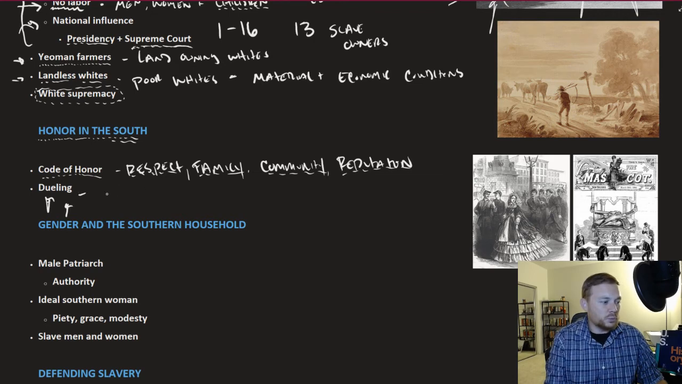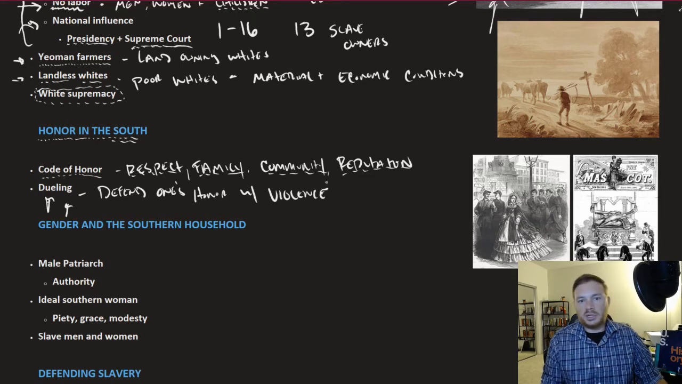Dueling was a way to maybe defend one's honor with violence. And typically, dueling involved two people getting pistols, taking turns shooting at each other. And that was a way to ensure that nobody essentially just talked trash, because you get challenged to a duel.